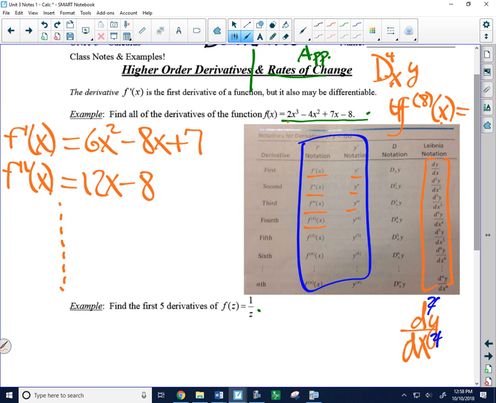So power rule for a couple of these, and the sum or difference rule. Second derivative, 12x minus 8. So then let's do third derivative is going to be 12. And then fourth derivative, f fourth of x is 0. This is why I said we're going to find them all. Really after 3, 4 and on are just 0.